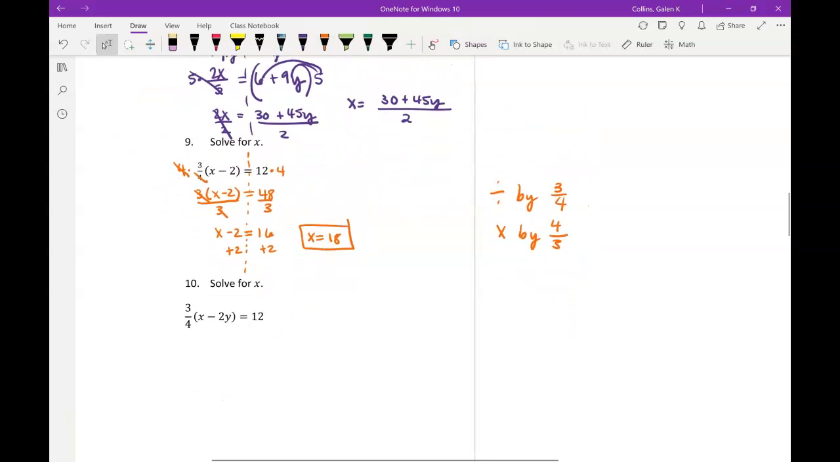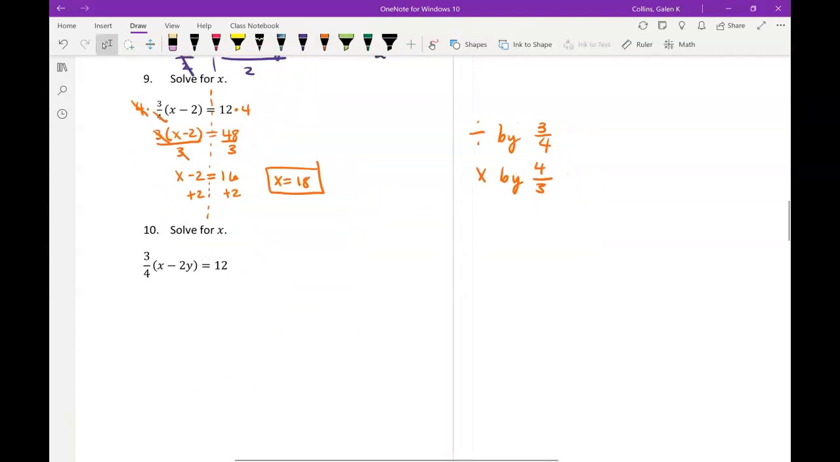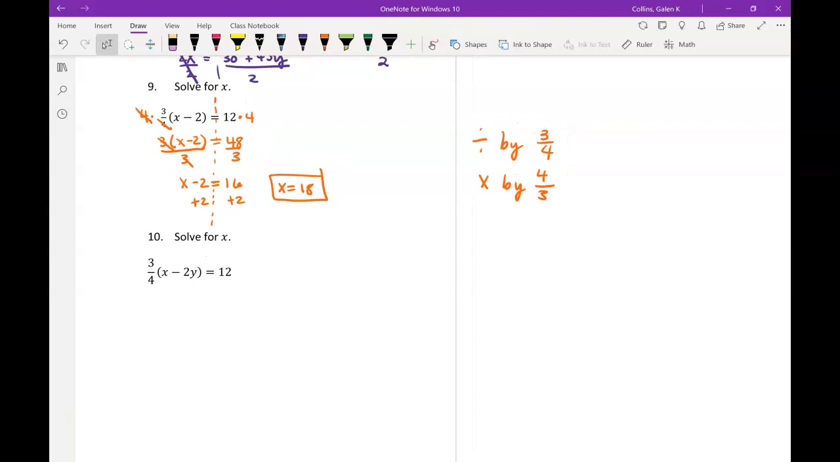Similarly, we're going to try the literal equation beneath it. We could, again, do this in the same steps, or you could try doing it a different way. But honestly, the steps don't change. We just have to be mindful of the variable y. So I'm going to try it in the same way. I'm going to multiply by 4 on both sides of my equation. So that leaves me with 3 times x minus 2y equals 48.